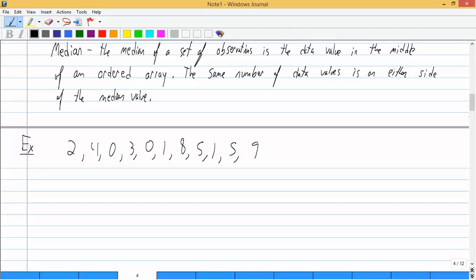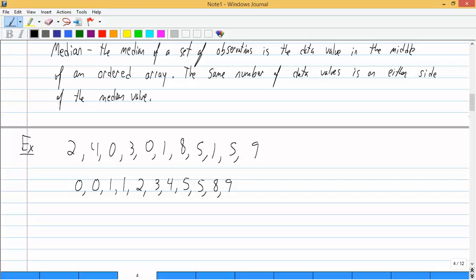It can be ordered from least to greatest or greatest to least, but the way that our minds work, it makes the most sense to order it from least to greatest. Our minds work better that way. It just comes natural from counting and things like that, at an early age. So the data set, if we ordered this, would be 0, 0, 1, 1, 2, 3, 4, 5, 5, 8, 9.